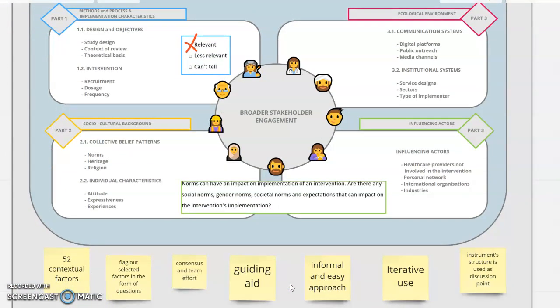CONSENSYS is supported to consider particular contextual factors and flag them out in the form of questions that may help program developers, managers, and other stakeholders to judge whether the interventions they are planning adequately address the issues that are important to intervention recipients. Its application works best in a team effort, respectively broader stakeholder engagement, where the instrument structure is used as a guiding aid.